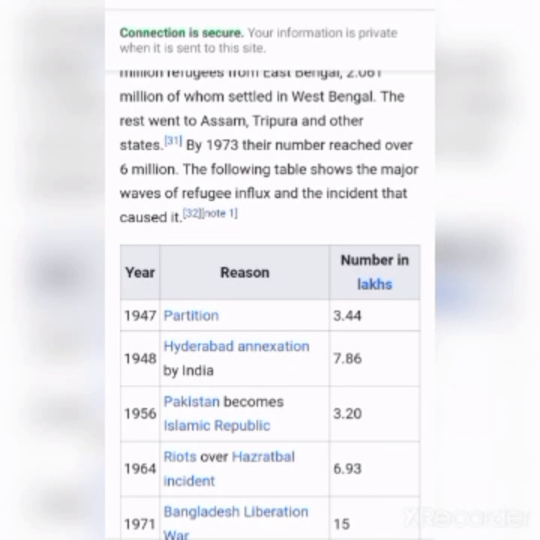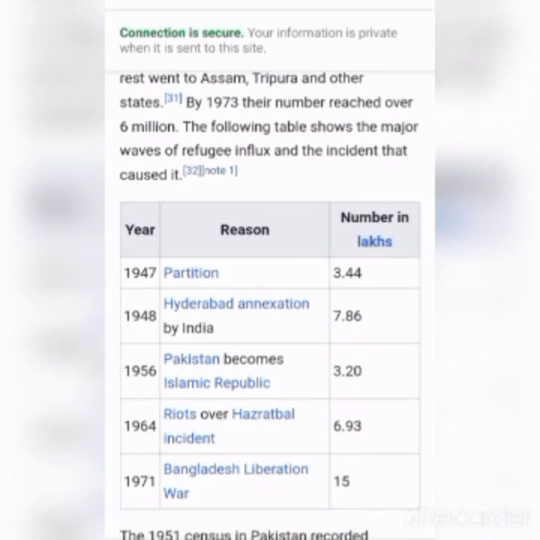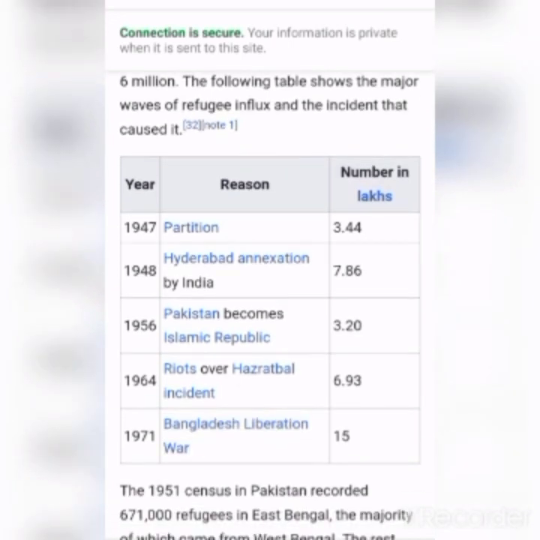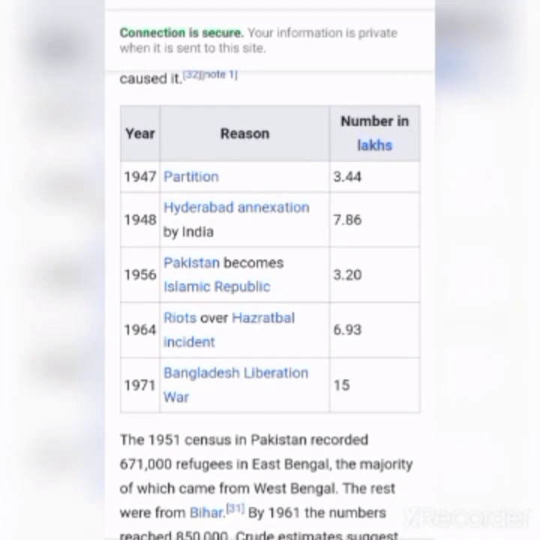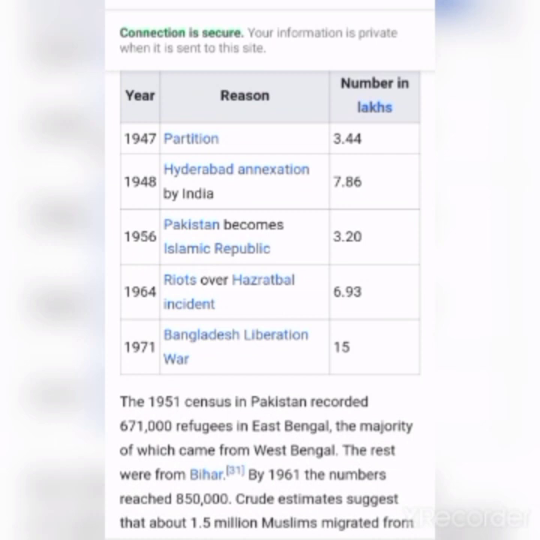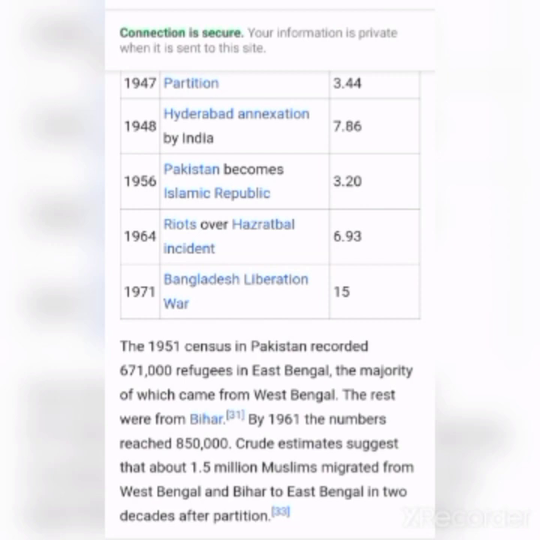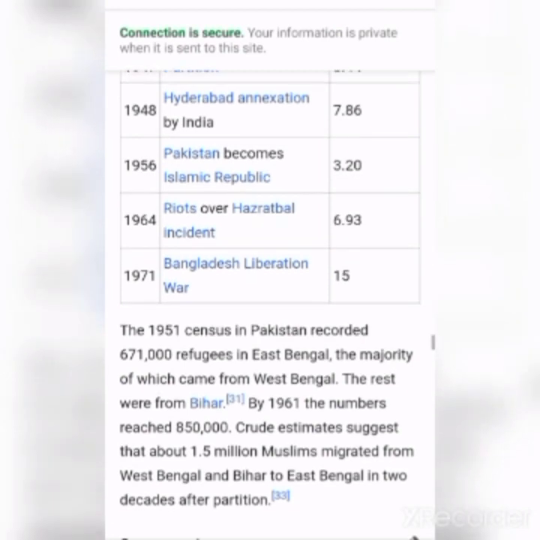Year, region, number in lakh. 1947, partition, number in lakh 3.44. 1948, Hyderabad annexation by India, number in lakh 7.86. 1956, Pakistan becomes Islamic Republic, number in lakh 3.20. 1964, riots over Hazratbal incident, number in lakh 6.93. 1971, Bangladesh Liberation War, number in lakh 15.